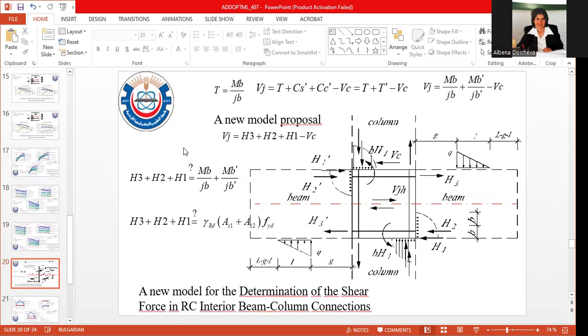Finally, how to find the shear force. Now we have the equations of H1, H2 and H3, and it is possible to find the exact magnitude of the shear force. We will compare this result with the magnitude of shear force in the literature and the shear force in the Eurocode.